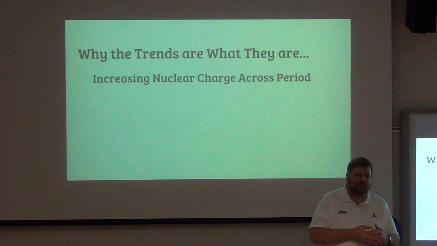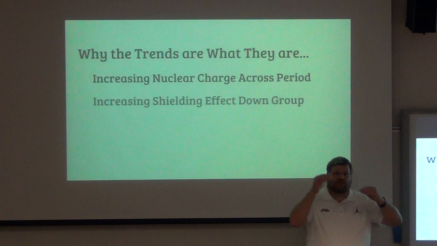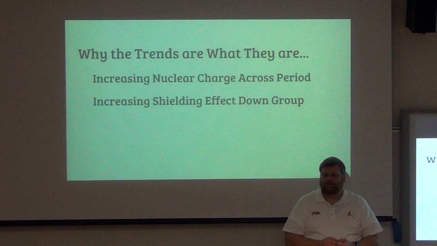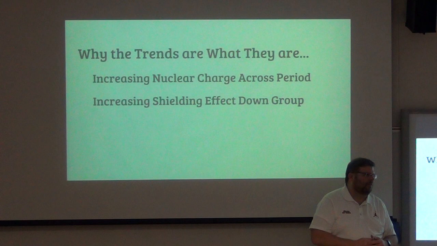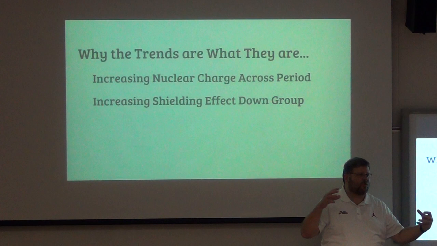The other reason is because of that increasing shielding effect as you go down a group. So it's easier to remove electrons, so your ionization energy is going to be less as you go down within a group. Electrons are further away from the nucleus and they're shielded by more and more electrons. Easier to remove.